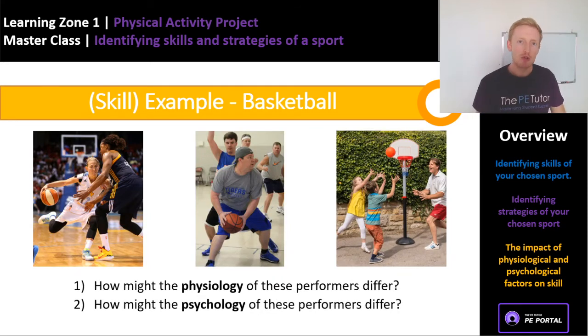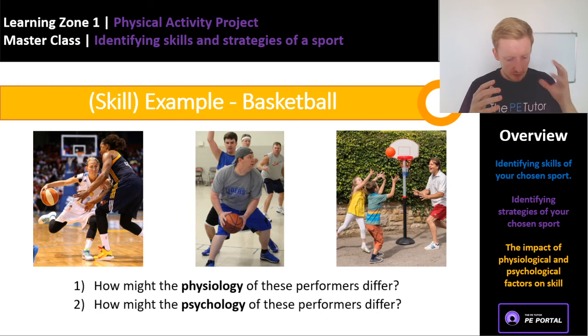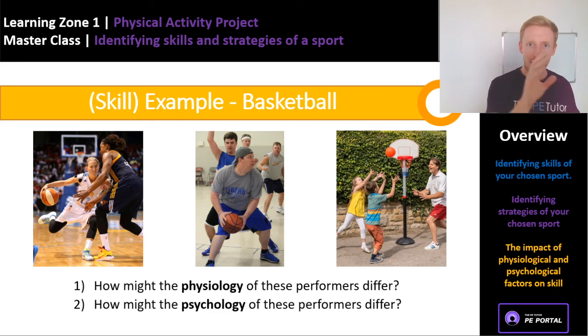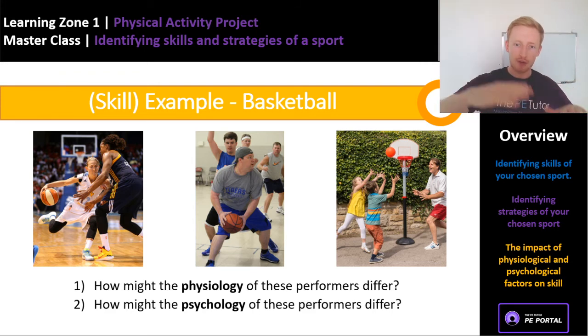So another thing that you can do, you've got obviously skill identification, strategical identification, grading language. Those are adjectives that you can use to describe how well you're performing or moving. You've then got physiological and psychological attributes that you can refer to. Now, a good exercise will be to just think about how they might be different for those three different levels.